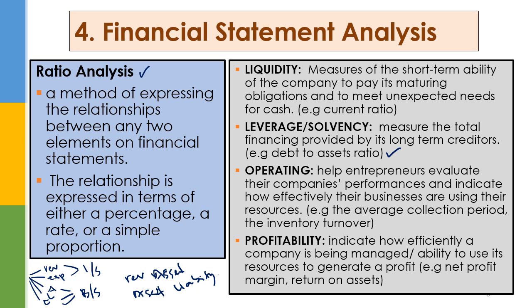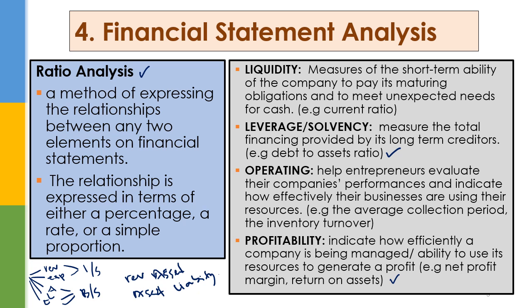The last ratio here is the profitability ratio. It indicates how efficiently a company is being managed, the ability of the company to use its resources to generate a profit. Examples of the ratio are the net profit margin and return on asset.